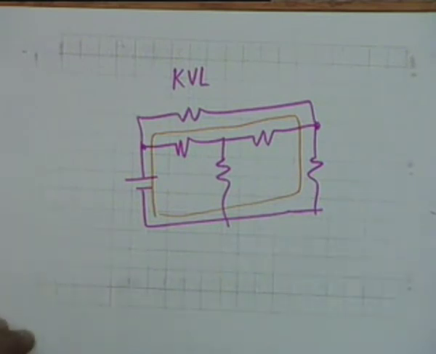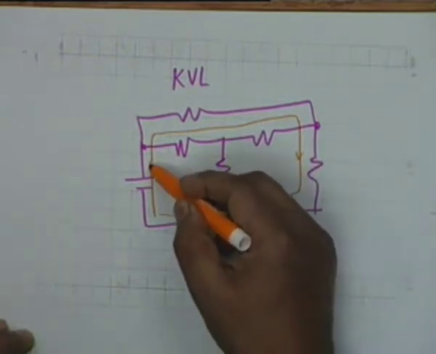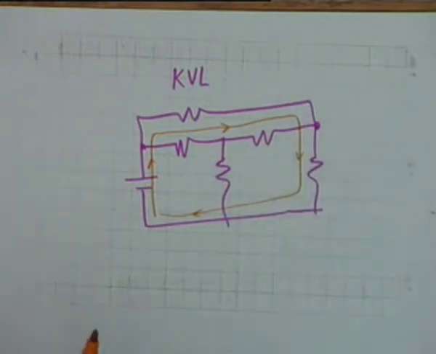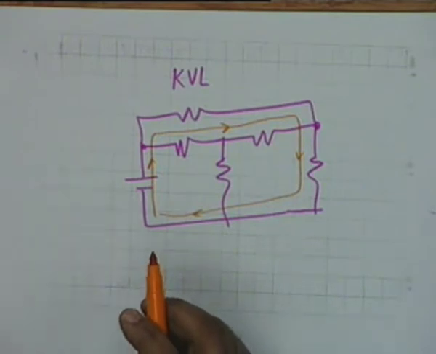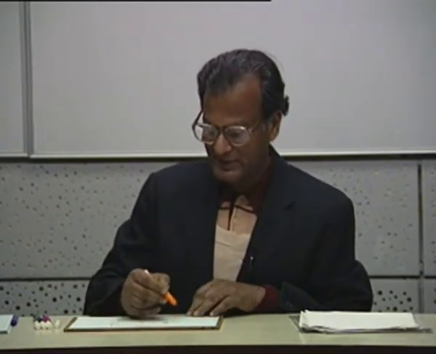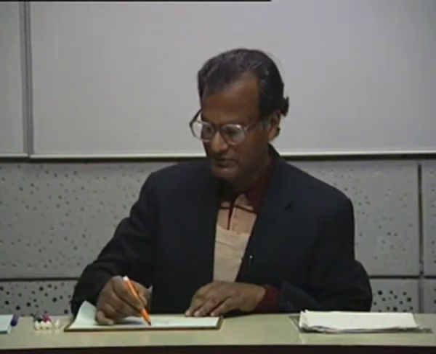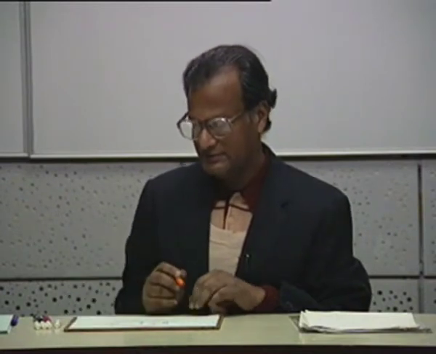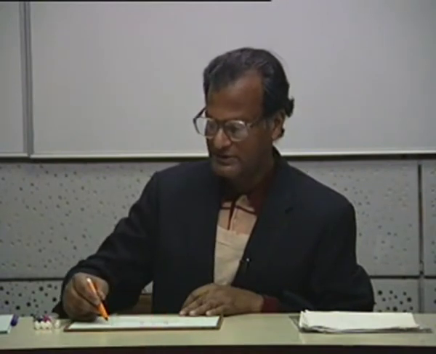In this network, if you take any closed path, for example, the closed path that I have shown with arrows here, then KVL states that the algebraic sum of the potential differences, or the algebraic sum of the voltage drops, is equal to 0. Now let us say this battery is plus minus in this direction, and let us say this is V1, V2 with these polarities, all right.